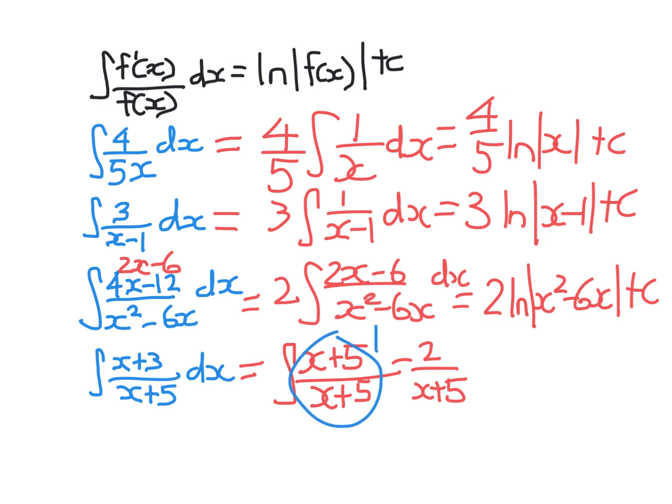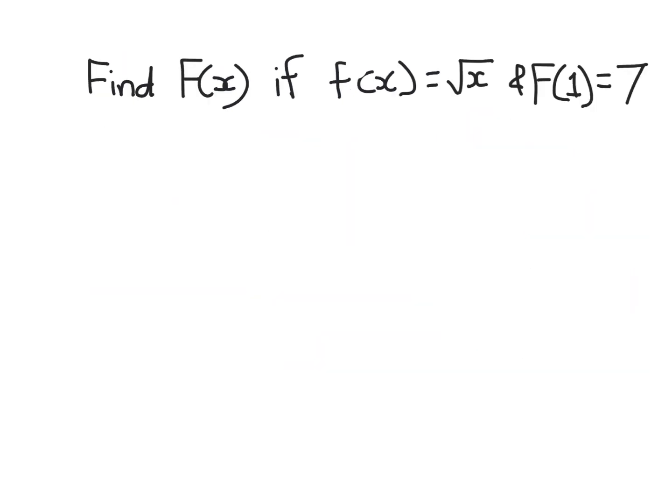So this is the integral of 1. Integral of 1 is x. And this is just going to be negative 2 times the natural log of x plus 5. And we can't forget to write the c. And then we're done. All right, let's just look quickly at an initial value problem. So here we are asked to find capital F of x. Note that means the antiderivative of f(x).